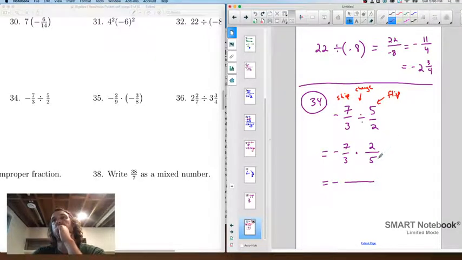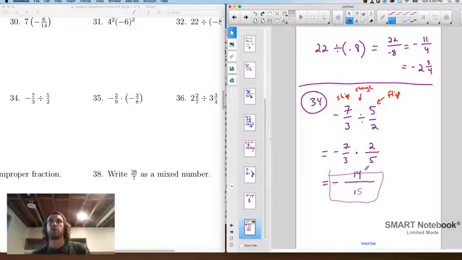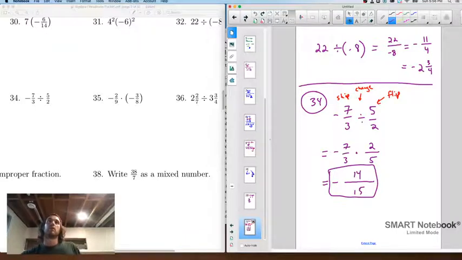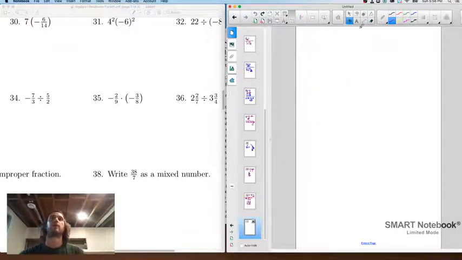Nothing here is going to cancel. All of these are primes. So I can just do negative 7 times 2 is 14 over 15, and that's my answer. Whoa, try that again. Negative 14/15. Right, moving on.